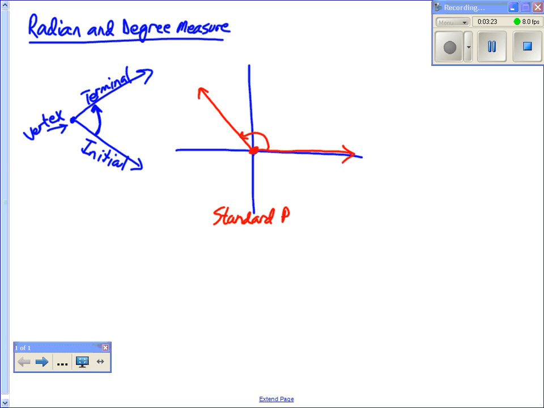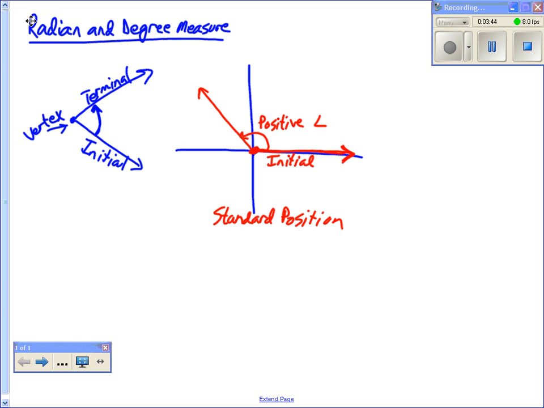This is standard position, when you start with your vertex at the origin and your initial side right along the x-axis. This is a positive angle here.